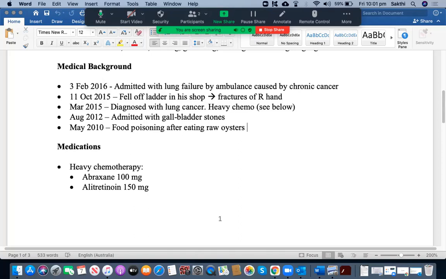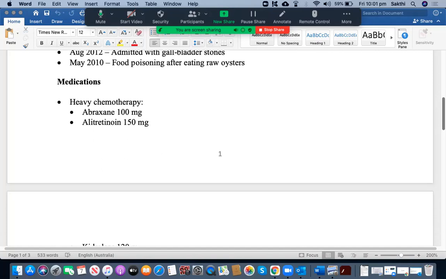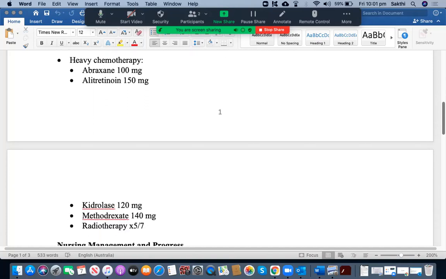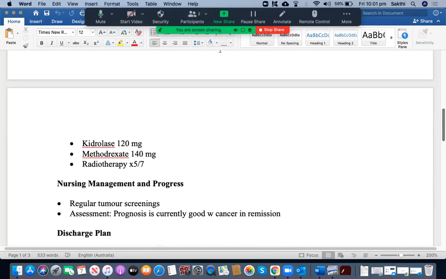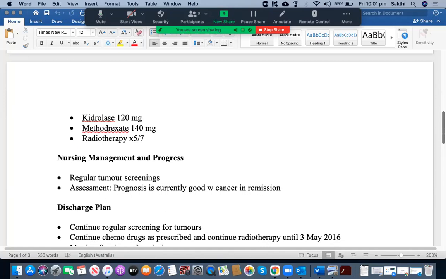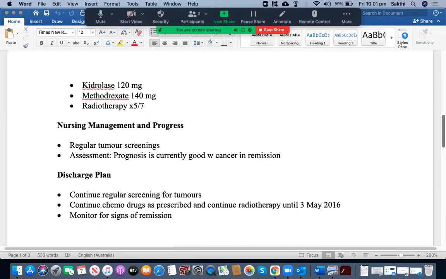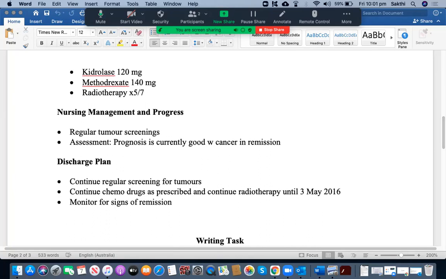Heavy chemotherapy is okay. That's good. I'm happy with that. And then Abraxane, that's all right. Alitoxin, that's okay. Radiotherapy, 5 times, yeah, 5 days. 7 days. Okay. Nursing management progress, regular tumor screening, that's good, and cancer in remission. Okay, all right. See this one.